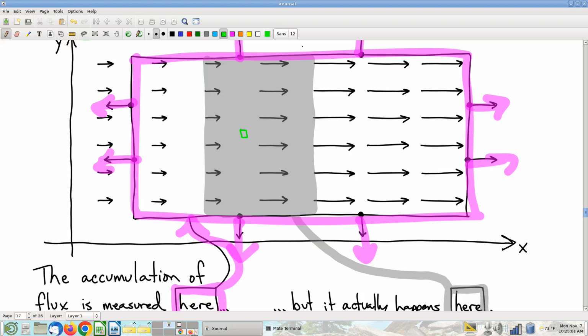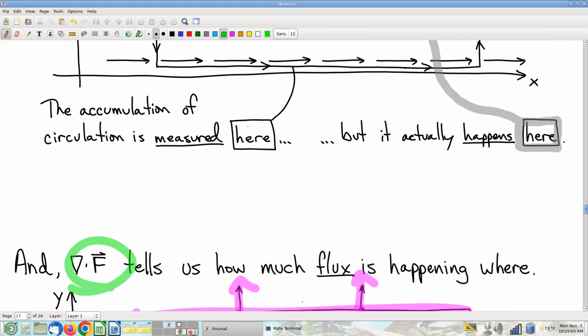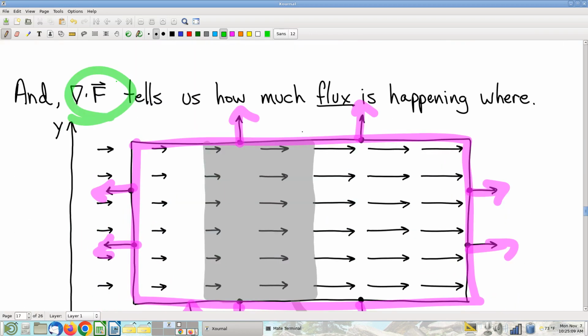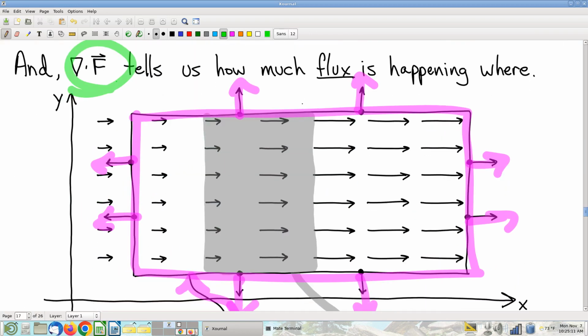Right? And again, in the same way that Green's operator is what does that for circulation, Green's operator tells you where and how much. Well, likewise, divergence is what tells you where and how much when you're talking about flux. So we would find if we computed divergence in this picture, in this region, the divergence would be 0. In this section over here, divergence would be 0. And in this section in here, divergence would be positive.